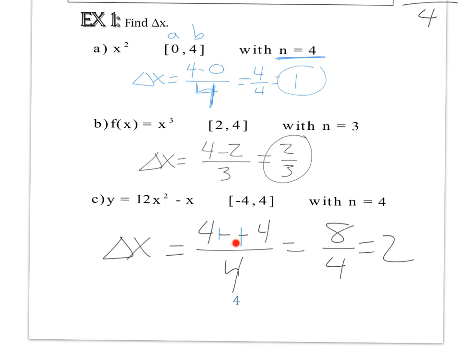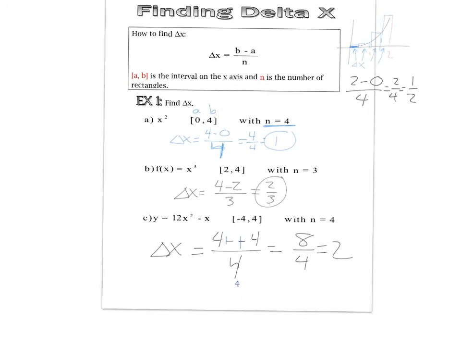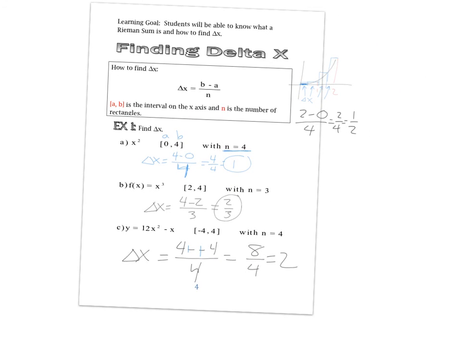double negative, so it turns into a plus. And the number of rectangles is 4, so 4 plus 4 is 8 over 4, 8 divided by 4 is 2, so your delta x here is 2. Real simple. Basically, all we're doing is just calculating the width of these rectangles.